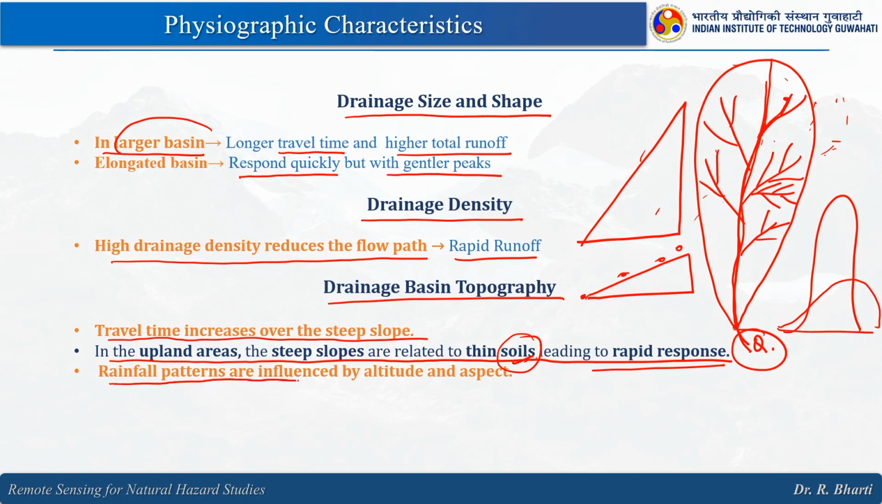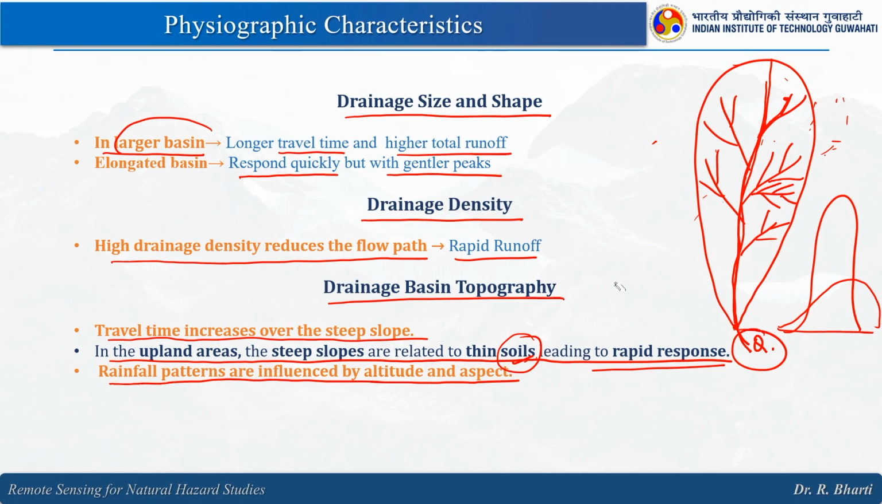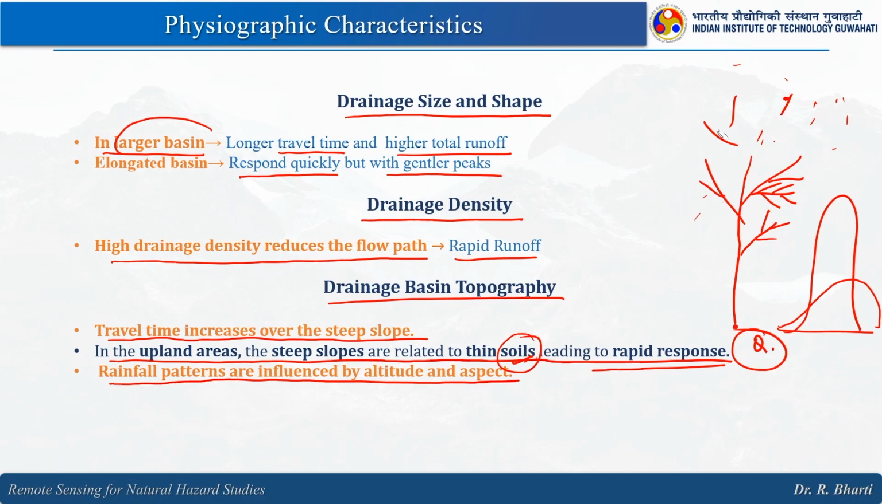Rainfall patterns are influenced by altitude and aspects. So, this is the altitude, right. You can calculate the slope, and then we have the aspect. What is the aspect of that? So, once you have the digital elevation model, you can calculate the altitude, you can have the slope, you can have the aspect, what is the direction of the slope, right.